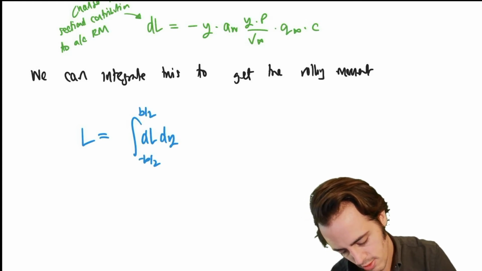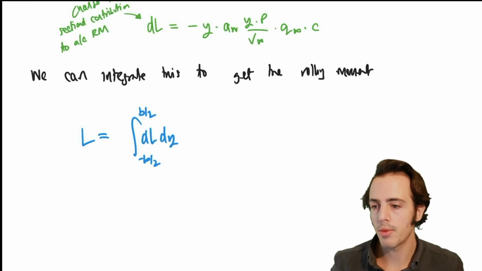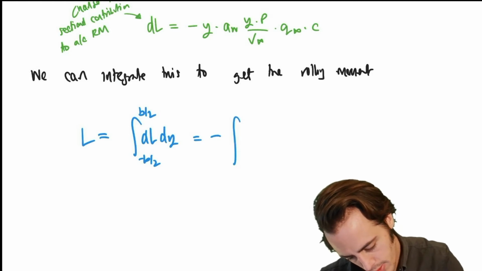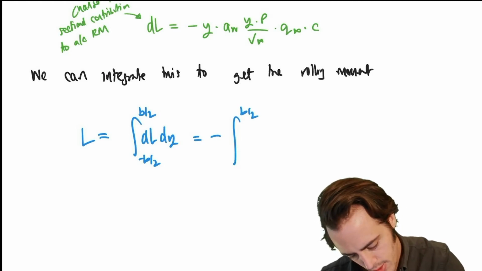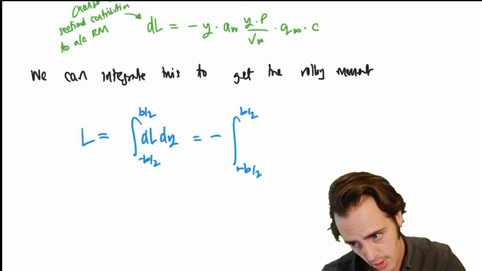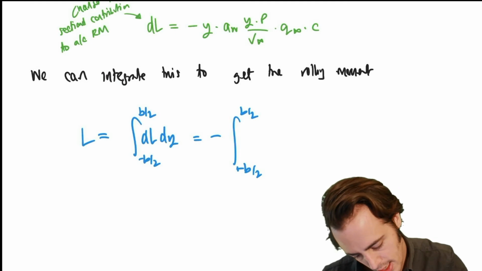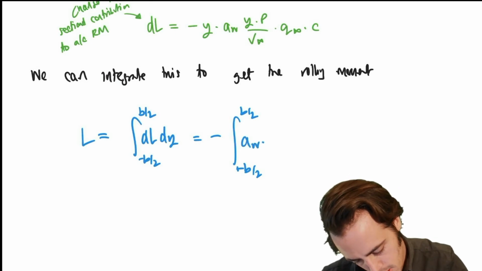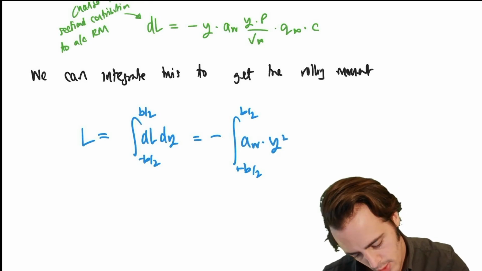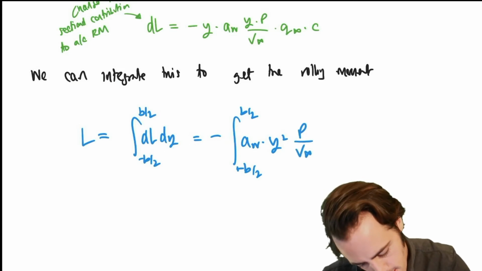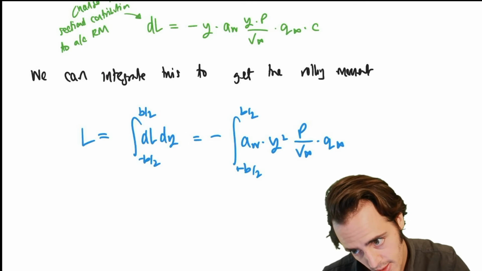And the limits of the integration are going to be from one wingtip to the other. So for us, that's going to be equal to minus, because we've got a minus sign in the expression above, b on 2 to minus b on 2. And let's just simplify this expression. We'll collect the y's together. So we've got AW y squared, p on V infinity, Q infinity, C, dy.